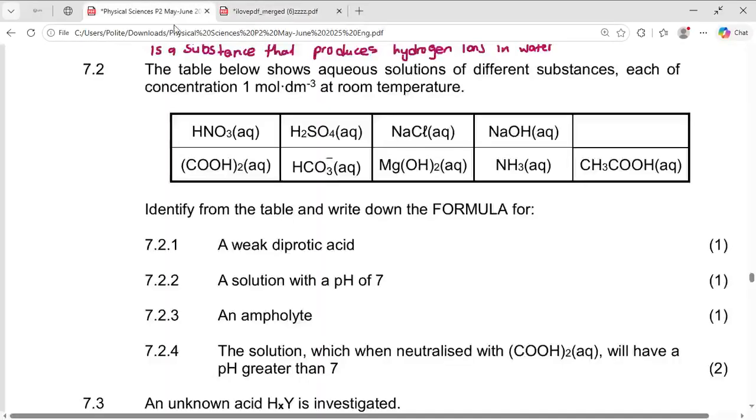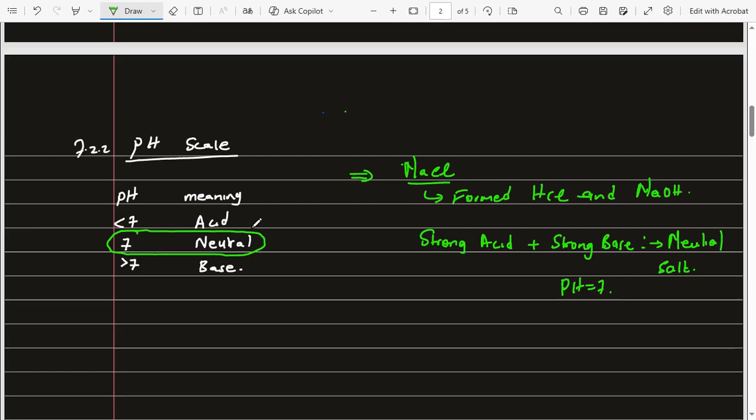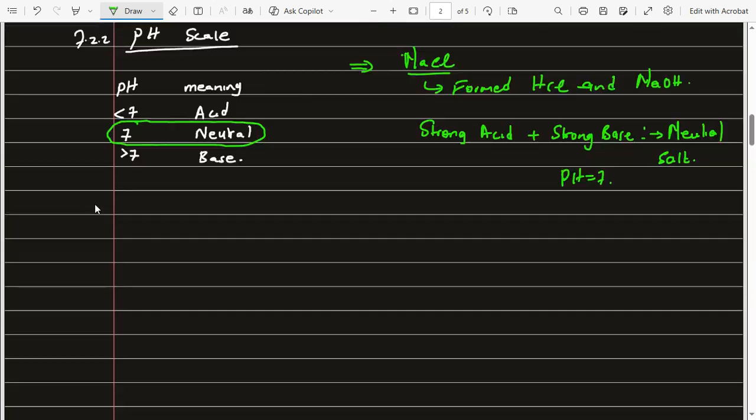Next question. An ampholyte. So already we know what an ampholyte is. It's a substance that can act as an acid, and it also acts as a base. So the answer for that is this one. When you look at this, the hydrogen carbonate can donate the H and it can also accept the H. Okay, so I'll definitely go through that with you now.